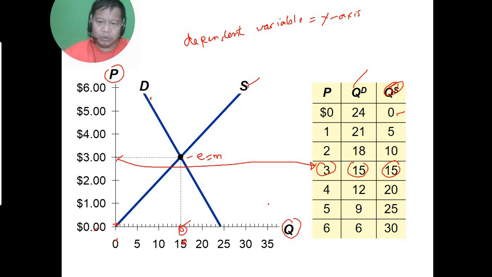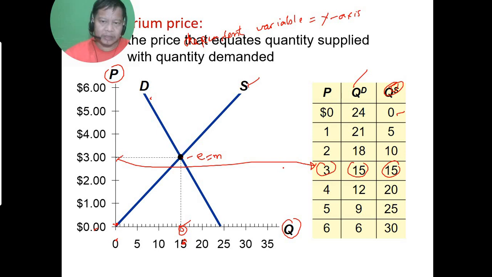So here I review how to plot the table or the schedule in graphical form. If in your exam you are asked to graph, you have to graph. Be sure that you are able to express the schedule in a curve form, in a graphical form. Okay? So, I hope you understand that. So, it is clear now. Okay.